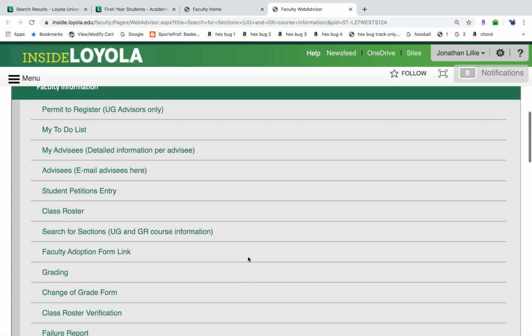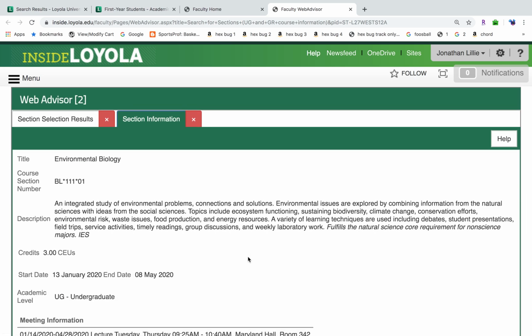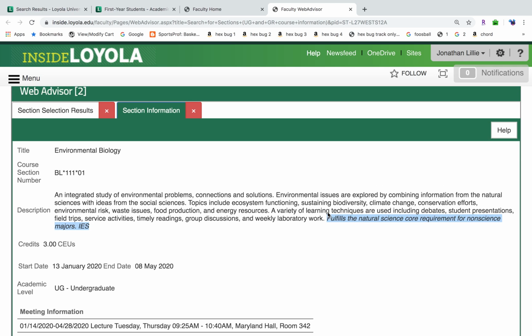I'm reading the course description, the most important thing right here: fulfills the natural science core requirement for non-science majors. All right, that's a win-win. So let's say I'm interested in environmental issues, maybe global warming and the future of that, and there are lots of reasons why you might want to take this course. So this would fulfill it. Just make sure you go through and read the description and figure it out.